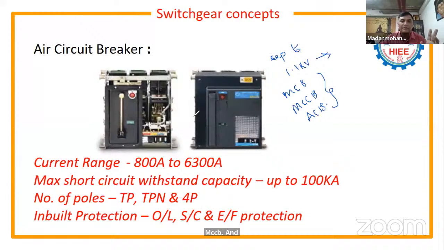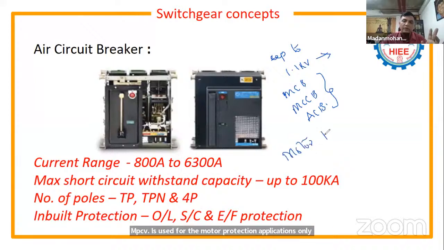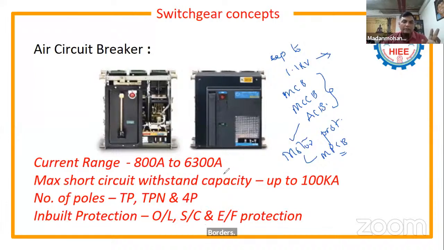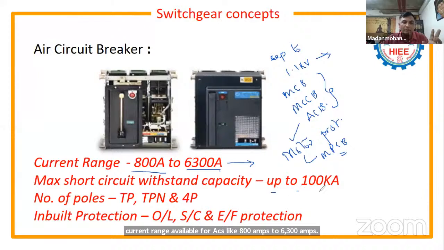Now coming to ACB, air circuit breakers. MPCB is used only for motor protection applications, guys. It has a special application for motors. The current range available for ACB is 800 amps to 6300 amps. The short circuit withstanding capacity of ACB is available up to 100 kiloamps. And ACB is also available in the form of TP, TPN, and 4-pole.